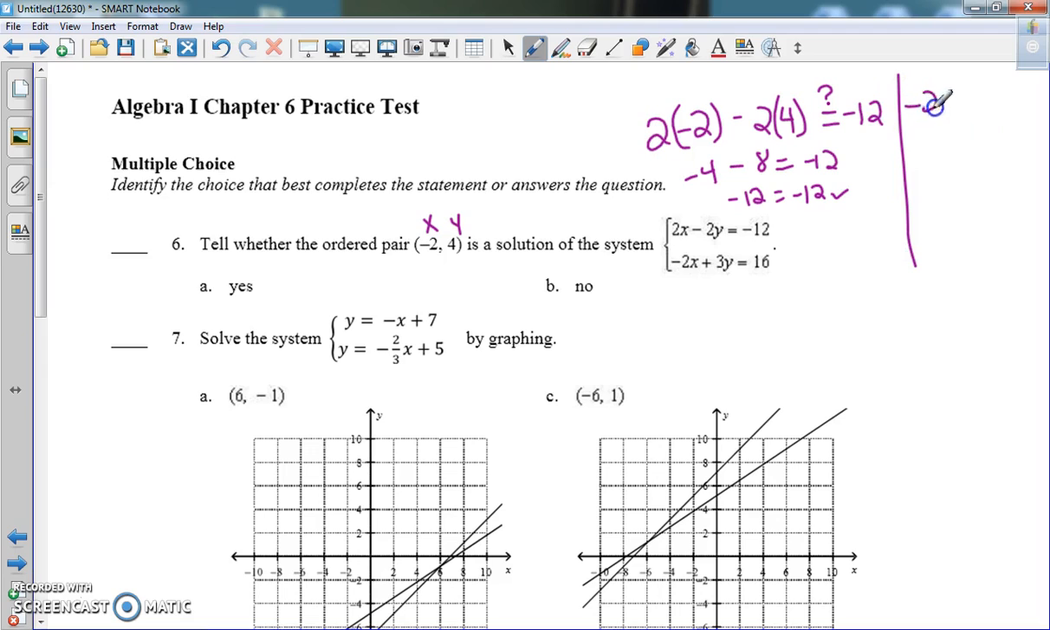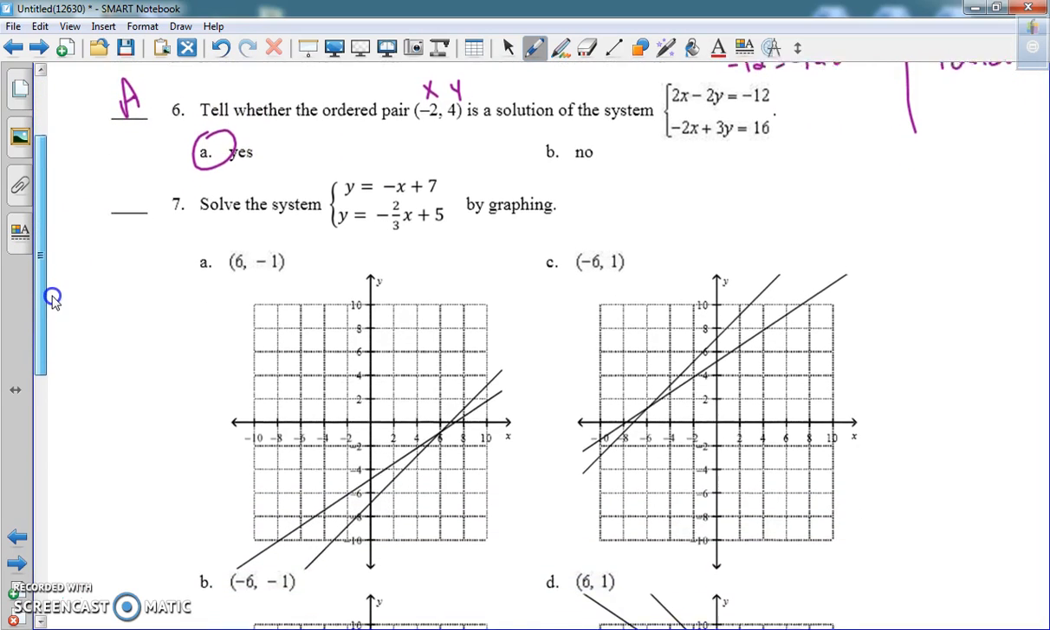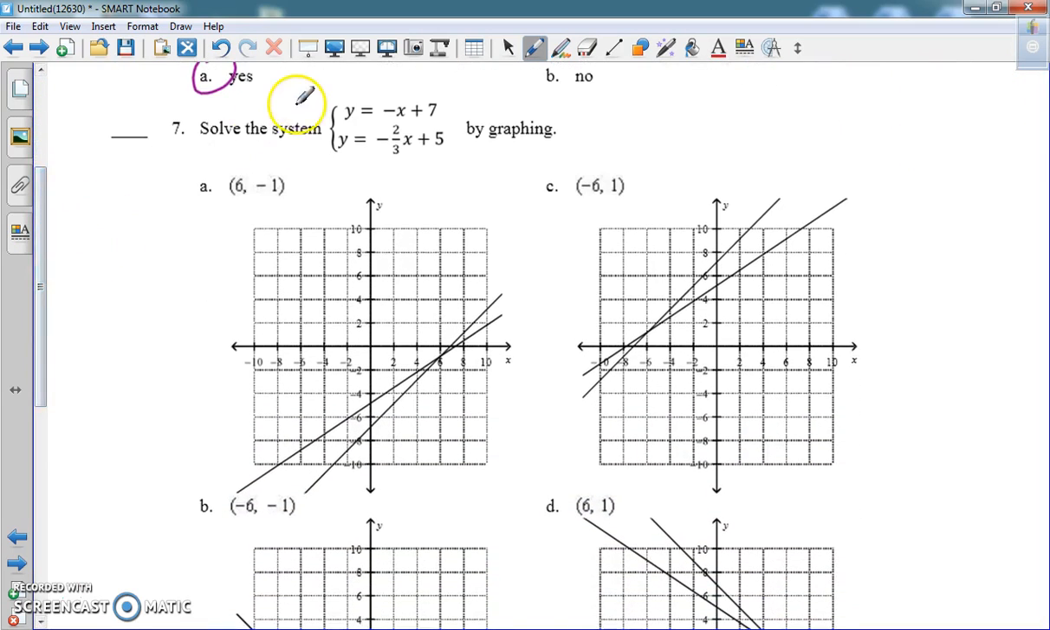We have negative 2 times a negative 2 plus 3 times 4. And I'm running out of room, but this should equal 16. So negative 2 times negative 2 gives me a positive 4, and 3 times 4 gives me a 12. And 4 plus 12 does equal 16. So since it is true for both, then yes, this is true, our solution for the entire system.